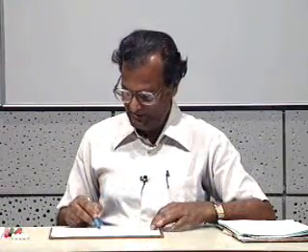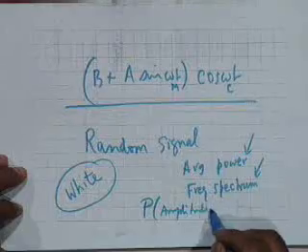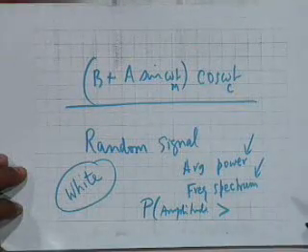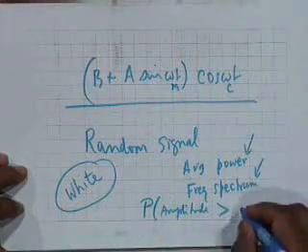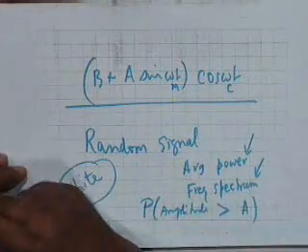Probability that its amplitude exceeds a certain value. We can always do that. We can put a line at the value, let's say capital A, and we can measure the probability that the amplitude is greater than A, or that the amplitude lies within a certain range, let us say A to B. These are the things which are important for a random signal.